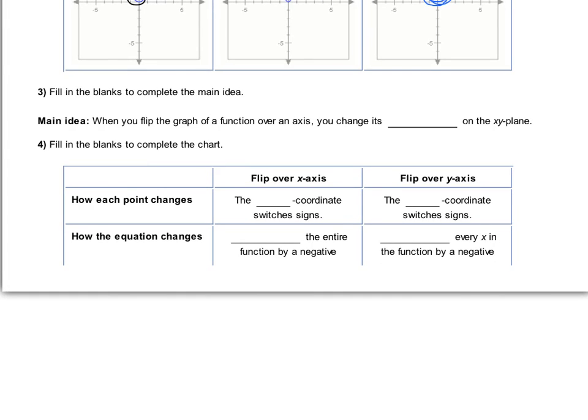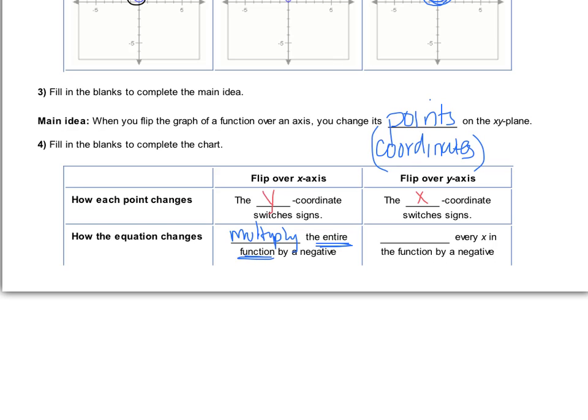So when you flip the function over an axis, you change its points or coordinates on the xy plane. So when you flip something over the x-axis, then the y-coordinate switches signs. If you flip something over the y-axis, the x-coordinate is switching signs. But how does that change the equation? Well, if you're flipping it over the x-axis, that means you multiply the entire function by a negative.